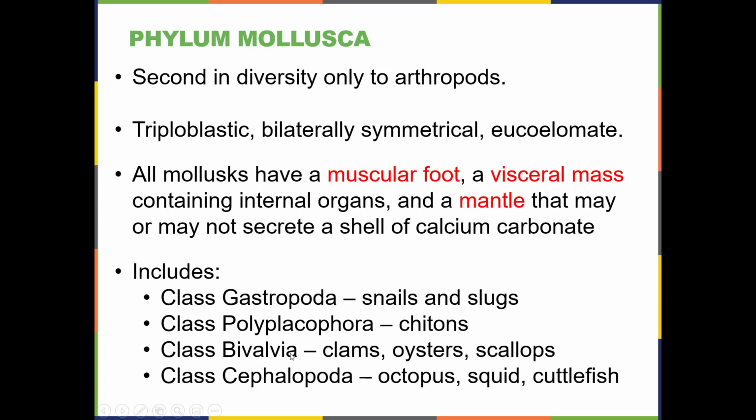Class Bivalvia would be clams, oysters, scallops, things that have 2 shells. So BI means 2. And class Cephalopoda, cephala refers to the head and poda refers to foot, so it's basically an animal with a head and a foot, which is actually kind of correct. So octopus, squid, and cuttlefish, they have a big brain. And they have a foot. The muscular foot is split into usually 8 tentacles.